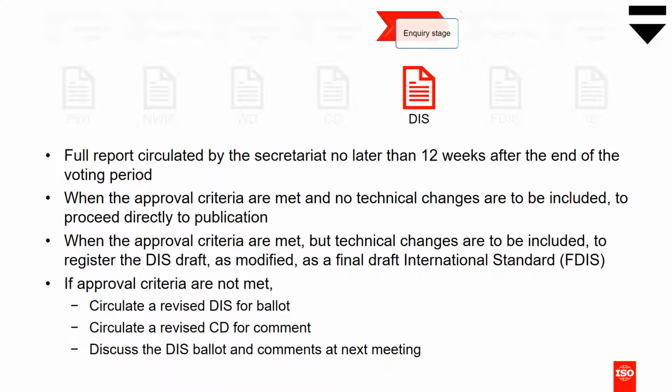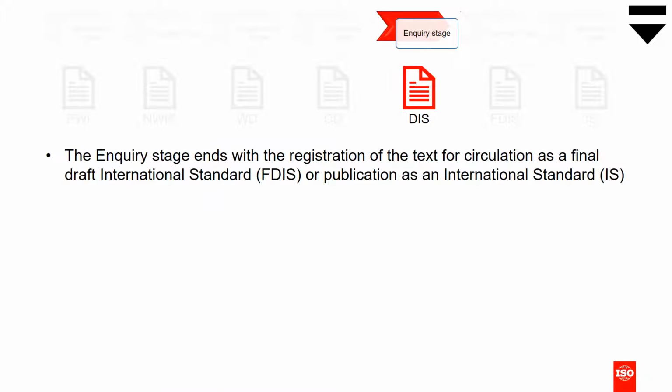If the criteria are met, but technical changes must be incorporated, then the draft will be modified accordingly and then registered at the approval stage as a final draft international standard. If the document is not approved, then the committee leadership can either circulate a revised DIS for another ballot, they could go back to the committee draft stage for another ballot, or wait to discuss the ballot results and the comments at the next meeting. The inquiry stage ends with registration of the text for circulation as an FDIS, or for publication.